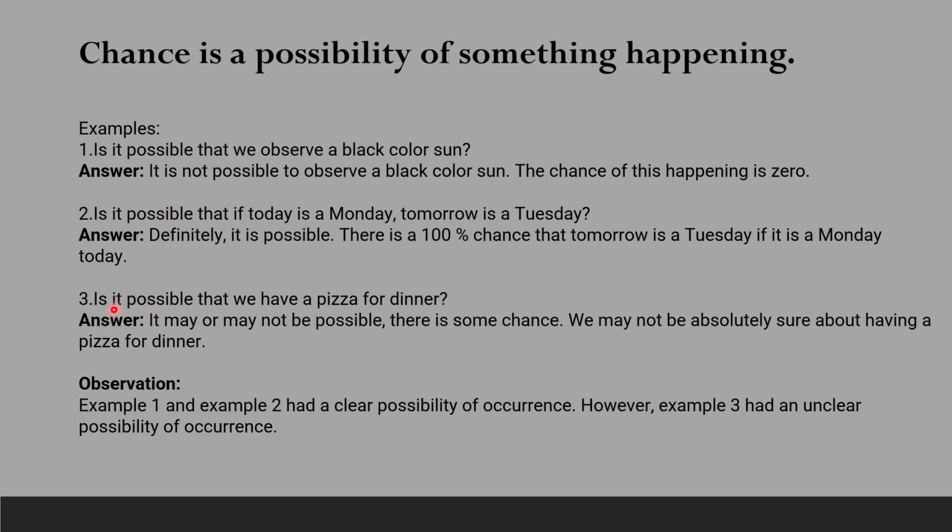The third example is, is it possible that we have pizza for dinner? In this example it may or may not be possible, because some people may not prefer pizza for dinner and some people may. So we cannot be absolutely sure about having pizza for dinner. From these examples, we can conclude that example 1 and example 2 had a clear possibility of the outcome, but example 3 had an unclear possibility of occurrence. In such a scenario we use probability.